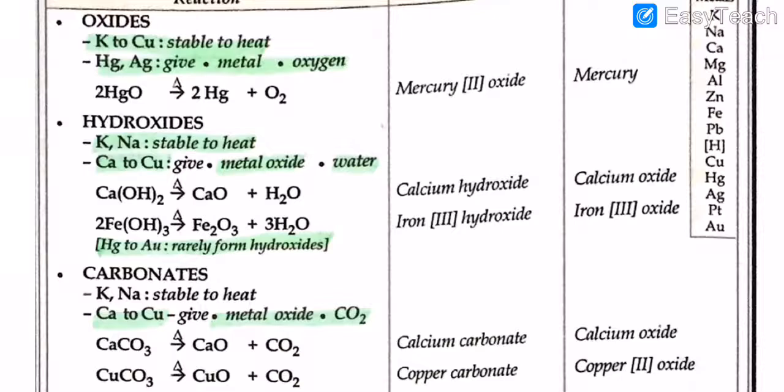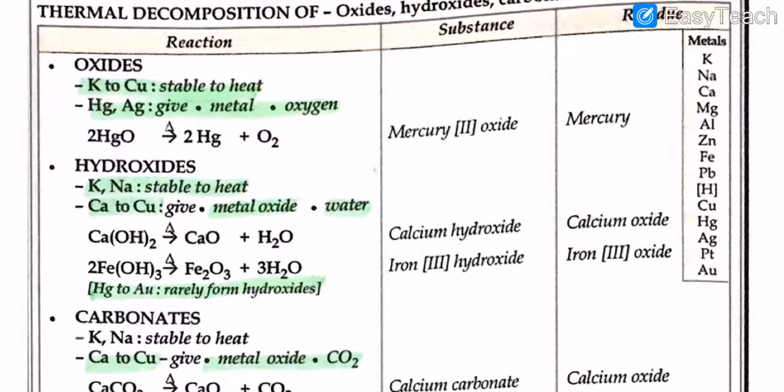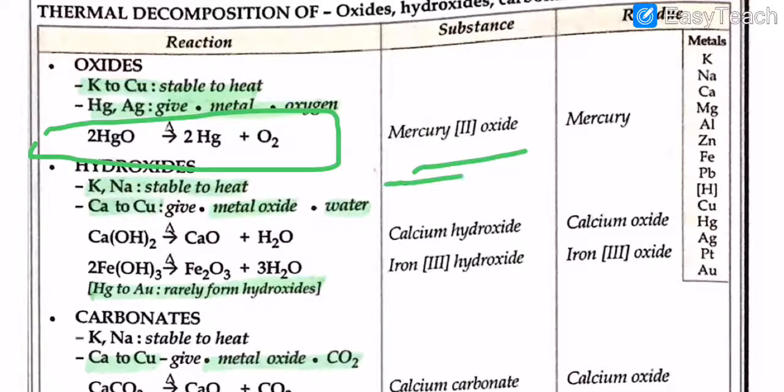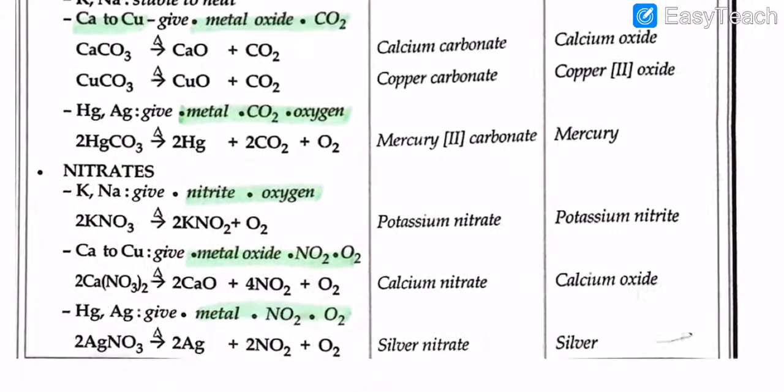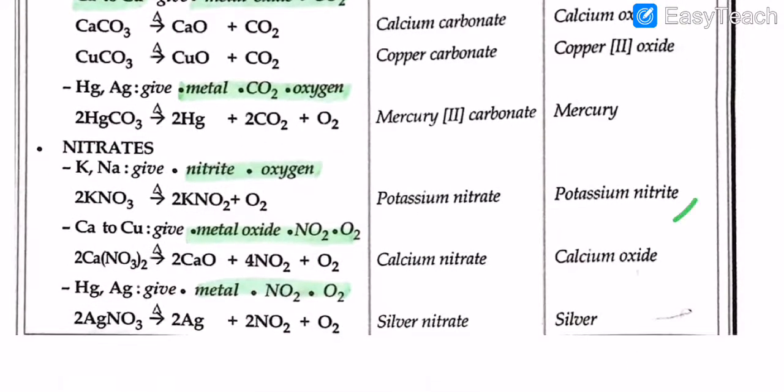K to Cu, stable to heat. These are the substances formed. You can see 2HgO, in the presence of heat, gives 2Hg plus O2, that's mercury oxide giving mercury and oxygen. Then you have hydroxides, carbonates, and nitrates. There's nothing really to learn in this. Just read through the whole thing and you'll understand each and every reaction.